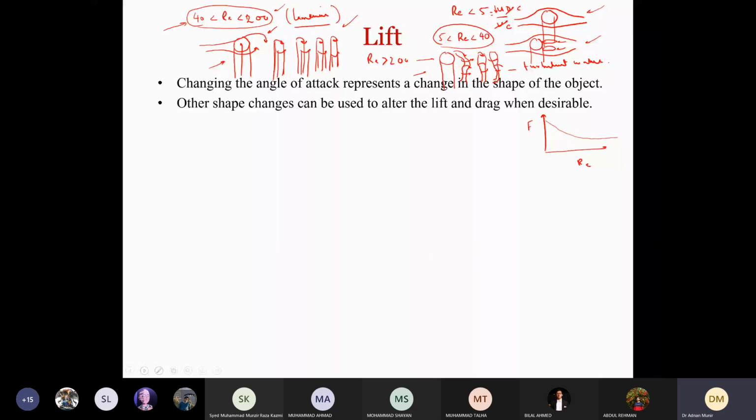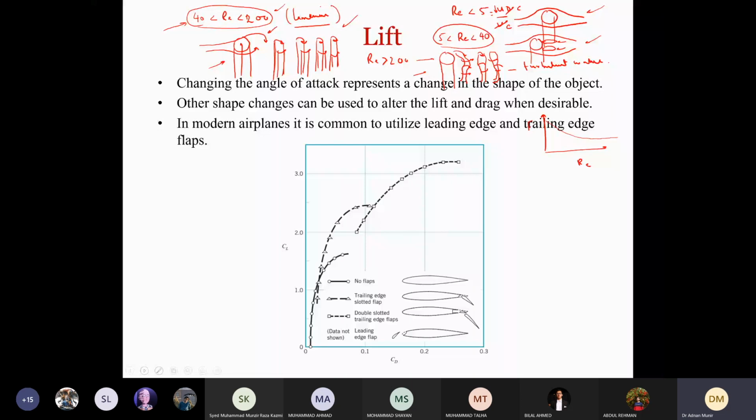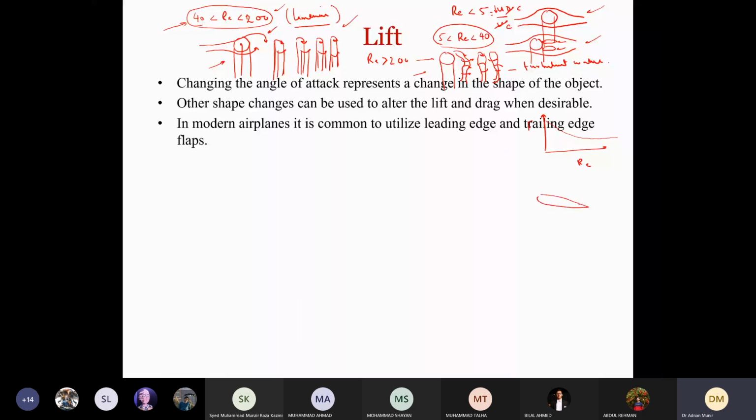In modern airplanes, it is common to utilize leading edge and trailing edge flaps. Okay, so now normally you might have seen aircraft in which the wing has additional flaps. We refer to them as flaps. If they're on the trailing side, they are called trailing edge flaps. If these flaps are present on the leading edge, they are called leading edge flaps.